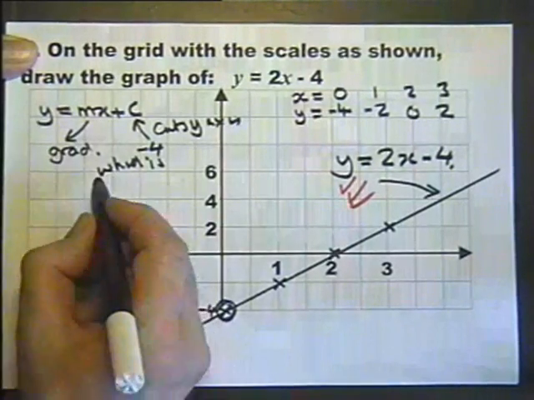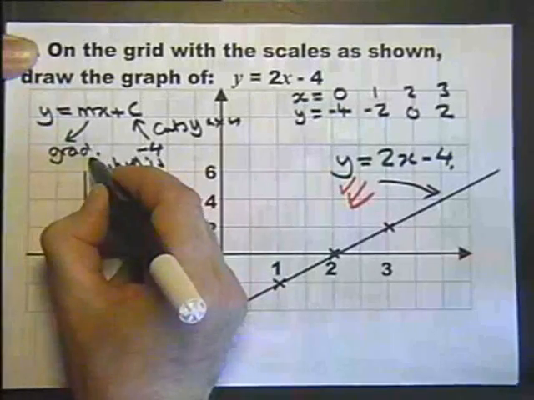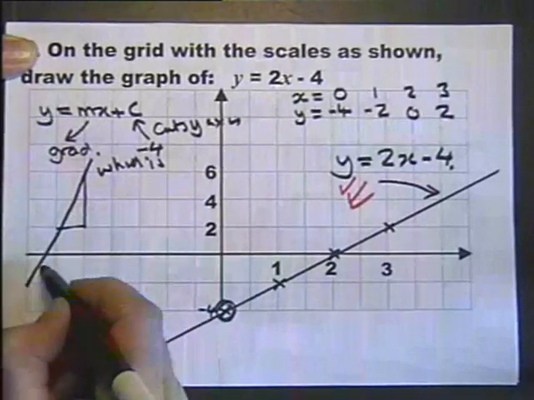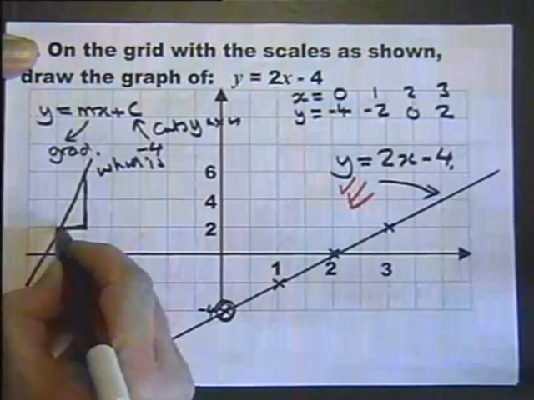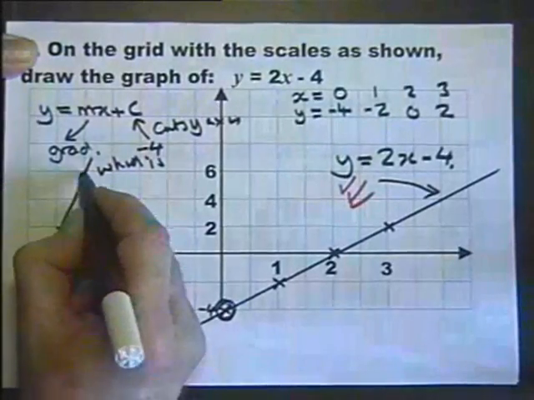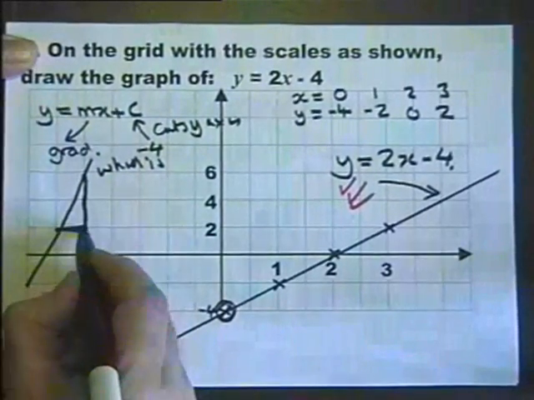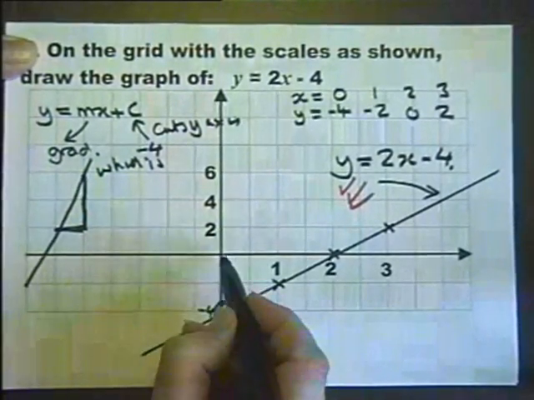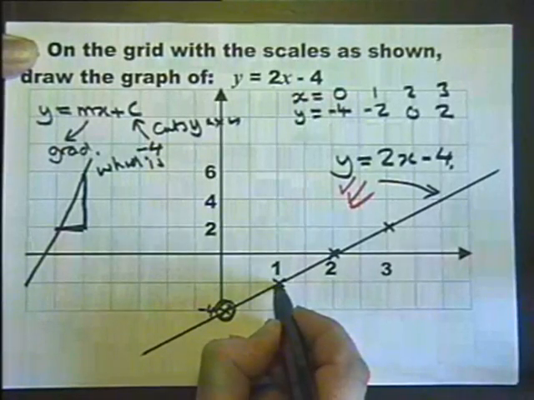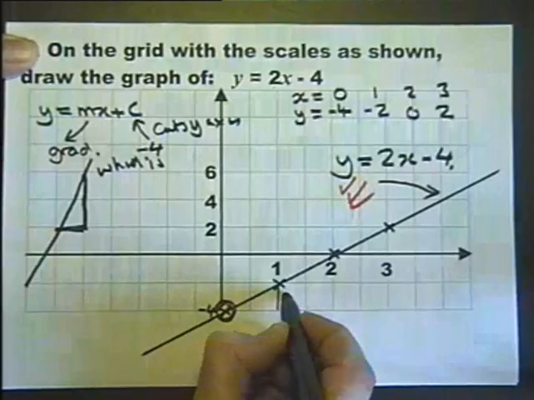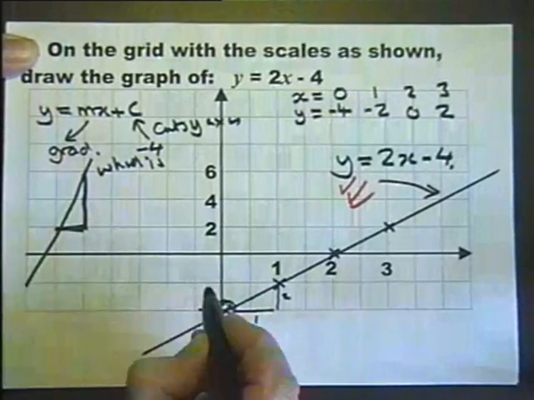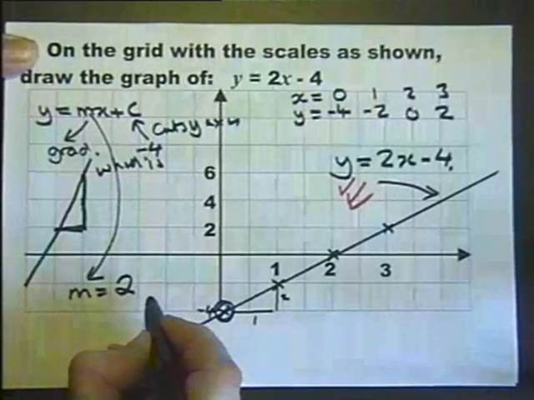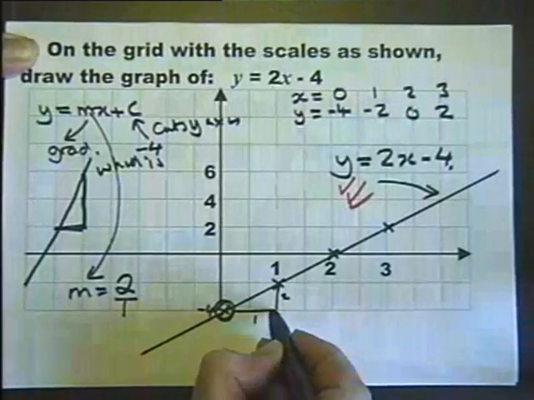If you look at these squares and you go 2 across, 1 up, that's a gradient of 2, or is it? Well, it's only a gradient of 2 if this scale is exactly the same as this scale. If that's going 2, 4, or that's going 5, 10, or that's going 1, 2, that is a gradient of 2 if the scales are the same, but the scales aren't. So in fact the gradient is 2, because that represents 2 over 1. The gradient m is 2 over 1. 2 on the y, 1 on the x.